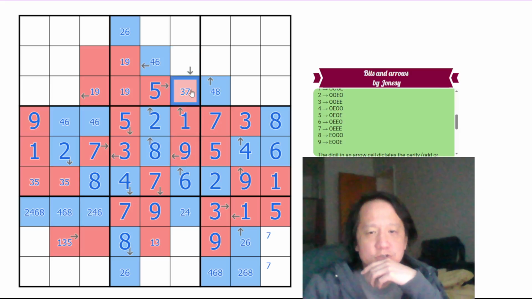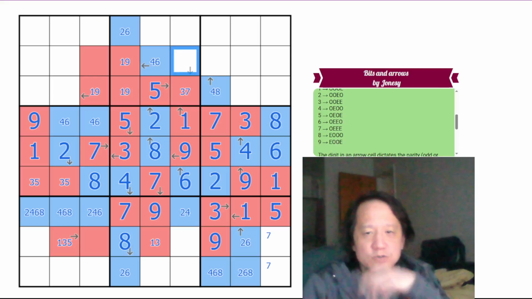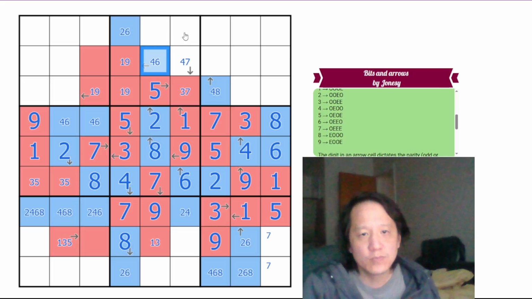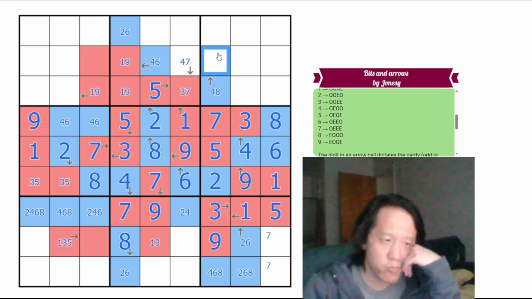This digit starts with odd and then even. So that could be 4, 5, 6, or 7. Cannot be 6 because of 6 in the column. Can't be 5 because of 5 in the box. So it's 4 or 7. If it's 4, this is odd, even, odd, odd. If it's 7, it's odd, even, even, even.